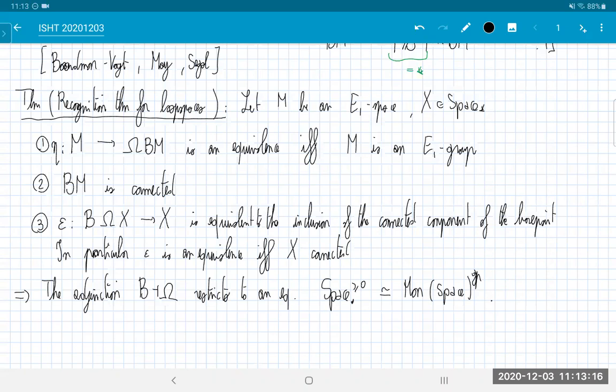That's because when M is a group and X is a connected space, in this case, the unit and counit restrict to equivalences, so this gives you inverse equivalences.